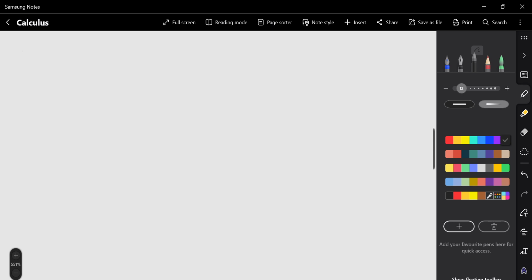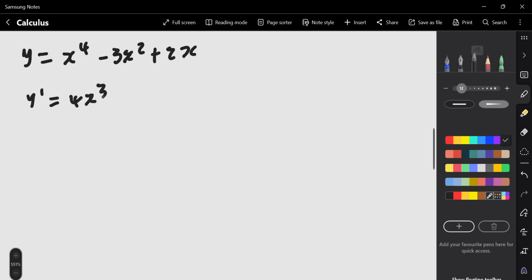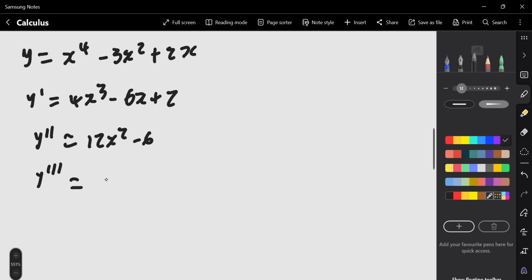Let's go. y equals x to the 4 minus 3x squared plus 2x. Higher order derivatives. So if I said find y prime, you could do it. We're going to get 4x cubed minus 6x plus 2. Now I say find y double prime. You're going to differentiate again. You're going to get 12x squared minus 6, and I say find y triple prime. This is going to be 24x, and now if I ask you one more time, you're just going to get 24. Notice how the notation here gets a bit silly.